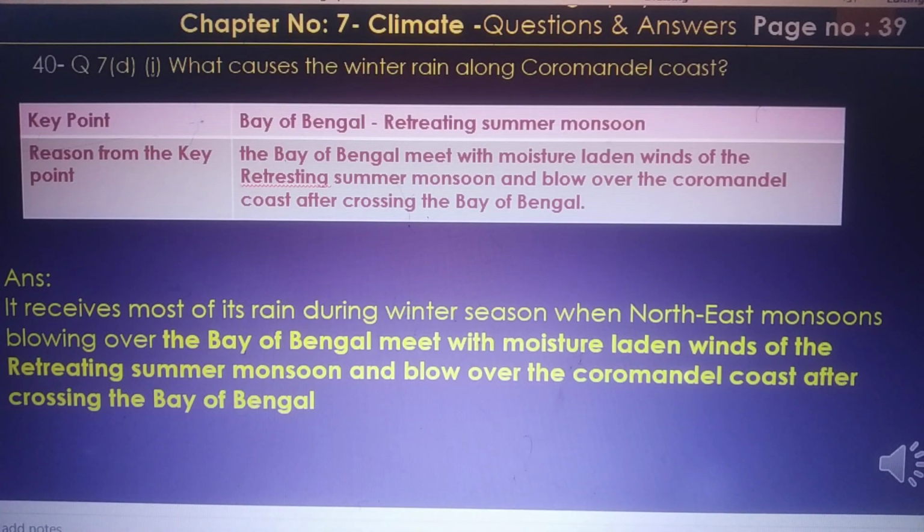Question number 40. What causes the winter rain along the Coromandel coast? The key point: Bay of Bengal and retreating summer monsoon. The Bay of Bengal meets the moisture-laden winds of the retreating summer monsoon, which blow over the Coromandel coast after crossing the Bay of Bengal.